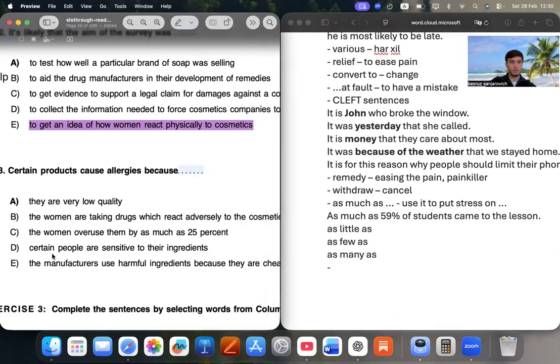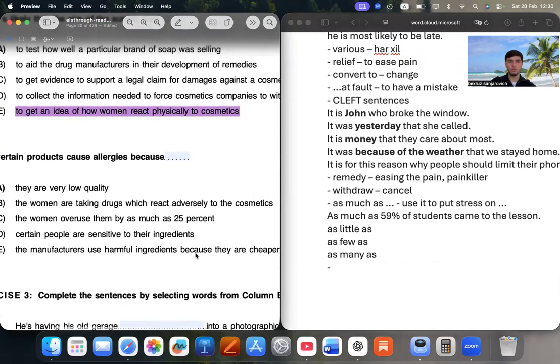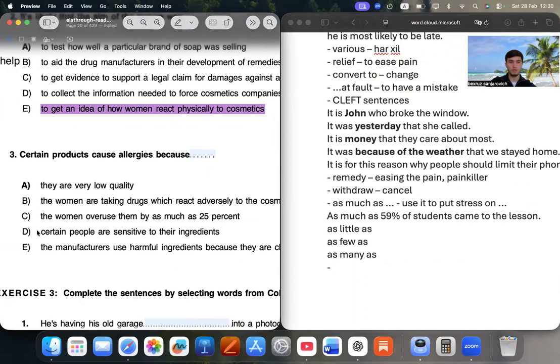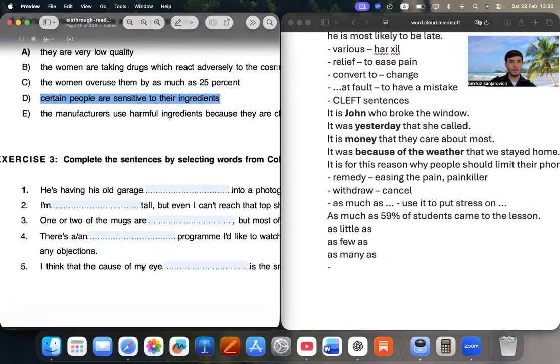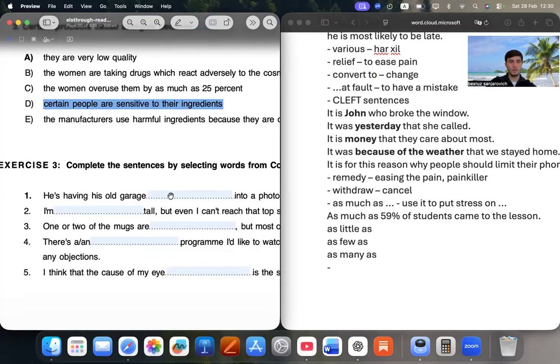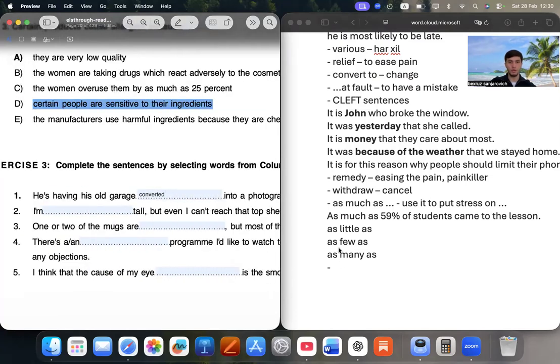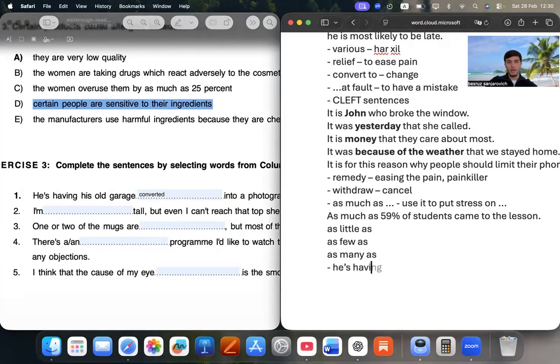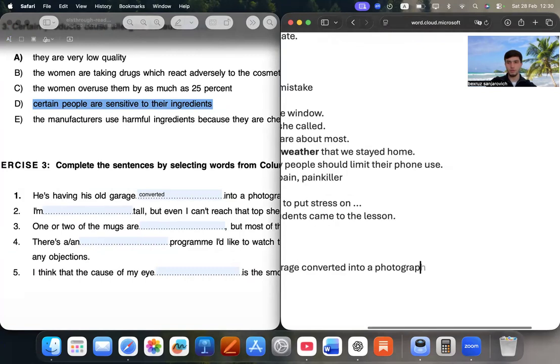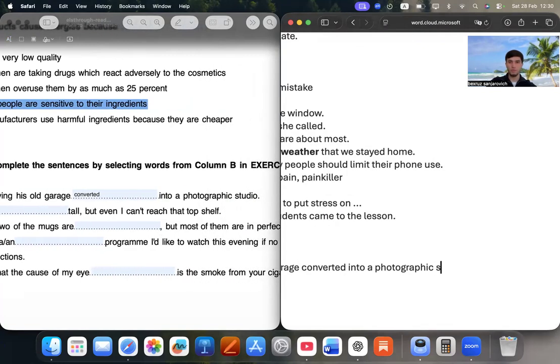So let's continue. Certain people are sensitive to their ingredients. The manufacturers use harmful ingredients because they are cheaper. So it's going to be most probably D. And next one. He's having his old garage converted into a photographic studio.